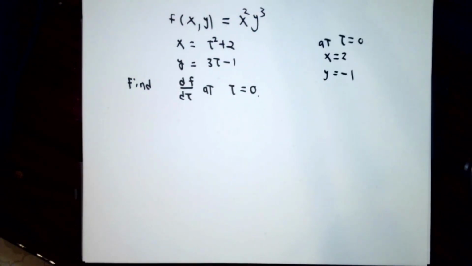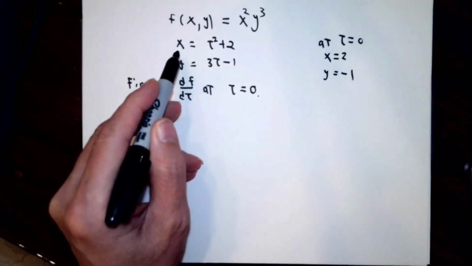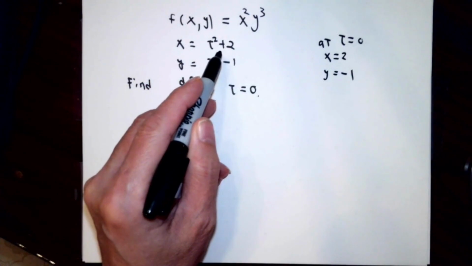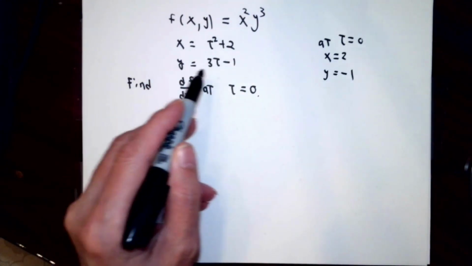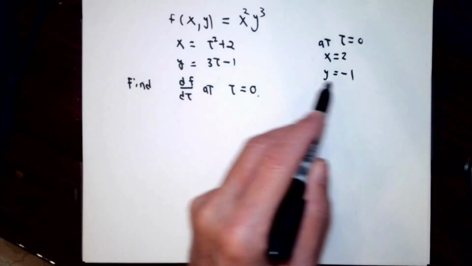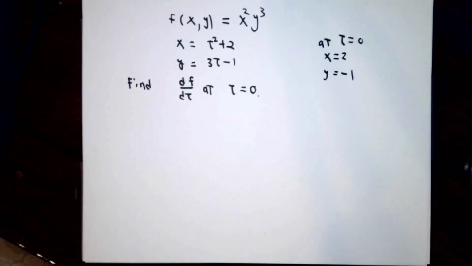At the place on the path where t is 0, x is going to be 0 squared plus 2, so x will be 2, and y will be 3 times 0 minus 1, so y is negative 1. This is the xy coordinates of the point that go with t equals 0.